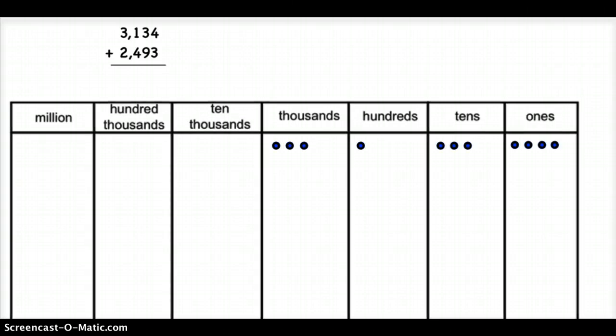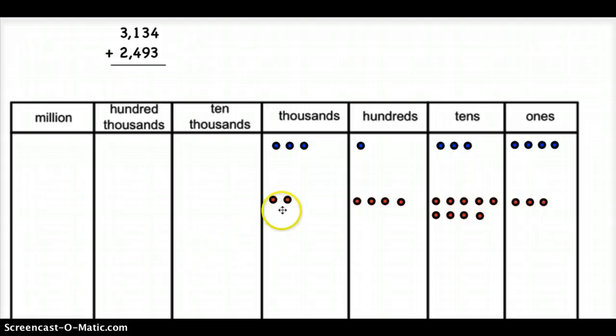I used blue dots here to represent how much I have in each place value. I have 3 thousands, 1 hundred, 3 tens, and 4 ones, representing the number 3,134. I'll use red dots here just so you can keep them separate. The red dots represent my below number, 2,493. 2 in the thousands, 4 in the hundreds, 9 in the tens, and 3 in the ones.